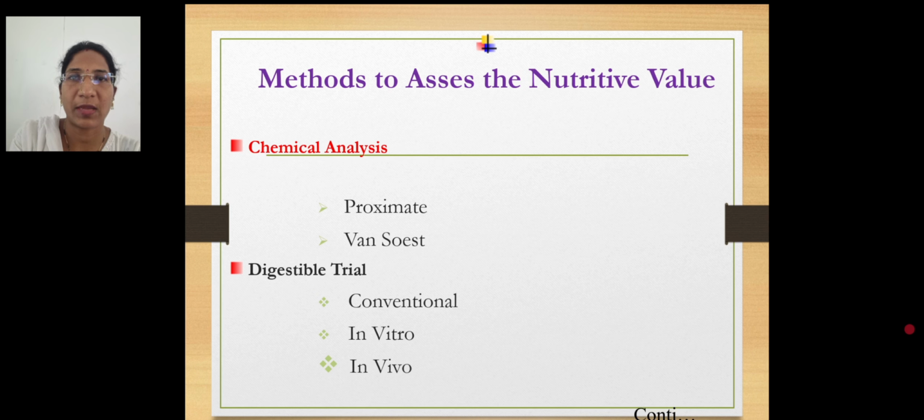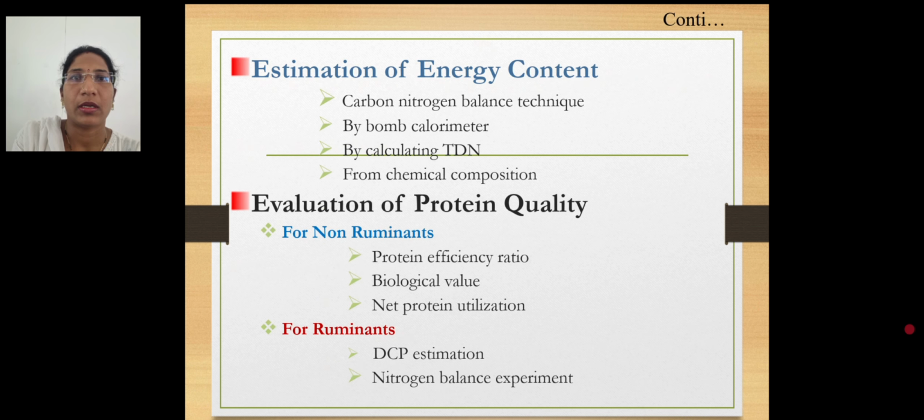Chemical analysis: in chemical analysis, we detect or calculate nutritive value on the basis of proximate analysis and the Van Soest method. Then digestibility trials, in which there are conventional, in vitro and in vivo methods. Then estimation of energy content of feeds and fodder. There are 4 different methods: the carbon nitrogen balance technique, the bomb calorimeter, calculating TDN, TDN meaning total digestible nutrients, and from chemical composition.